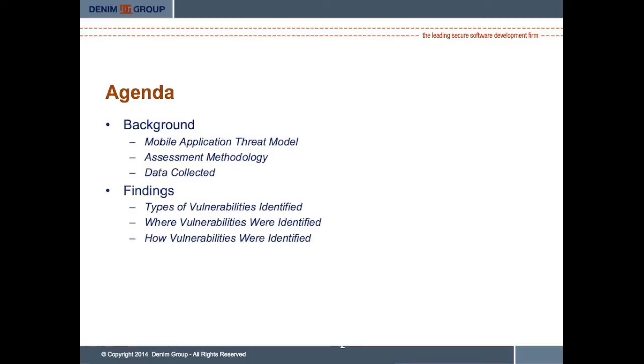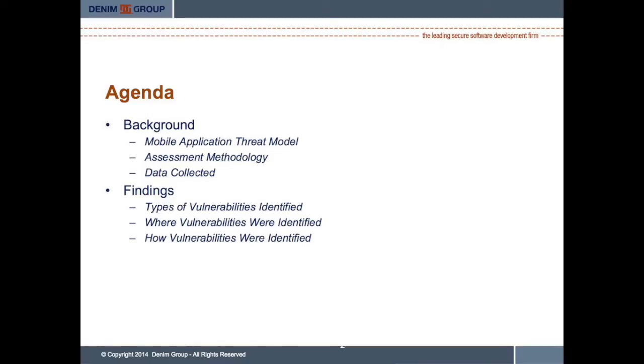We'll look at the types of vulnerabilities that were identified. What are the vulnerabilities that we find most frequently? What are the serious vulnerabilities that we find most frequently? And we'll look at how that overlaps with the OWASP Mobile Top 10. We'll look at where vulnerabilities were identified.